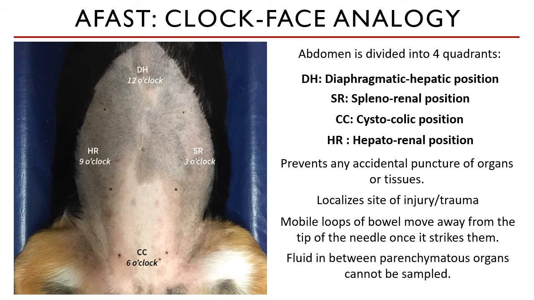One disadvantage is that if the fluid is minimal, and we'll discuss this in detail later, like fluid in between parenchymatous organs, such as in the liver lobes or very near the spleen, those cannot be sampled because of the sheer difficulty of reaching them and the danger of accidental puncture and bleeding.